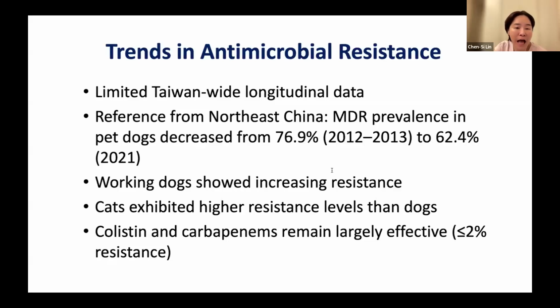So when we look at antimicrobial resistance trends in companion animals, one of the biggest challenges we face in Taiwan is the lack of comprehensive longitudinal surveillance data. Unlike some regions where multi-year monitoring networks are already in place, our picture is still fragmented, often relying on single institution or short-term studies, such as the study that I just shared with you in the previous slides.